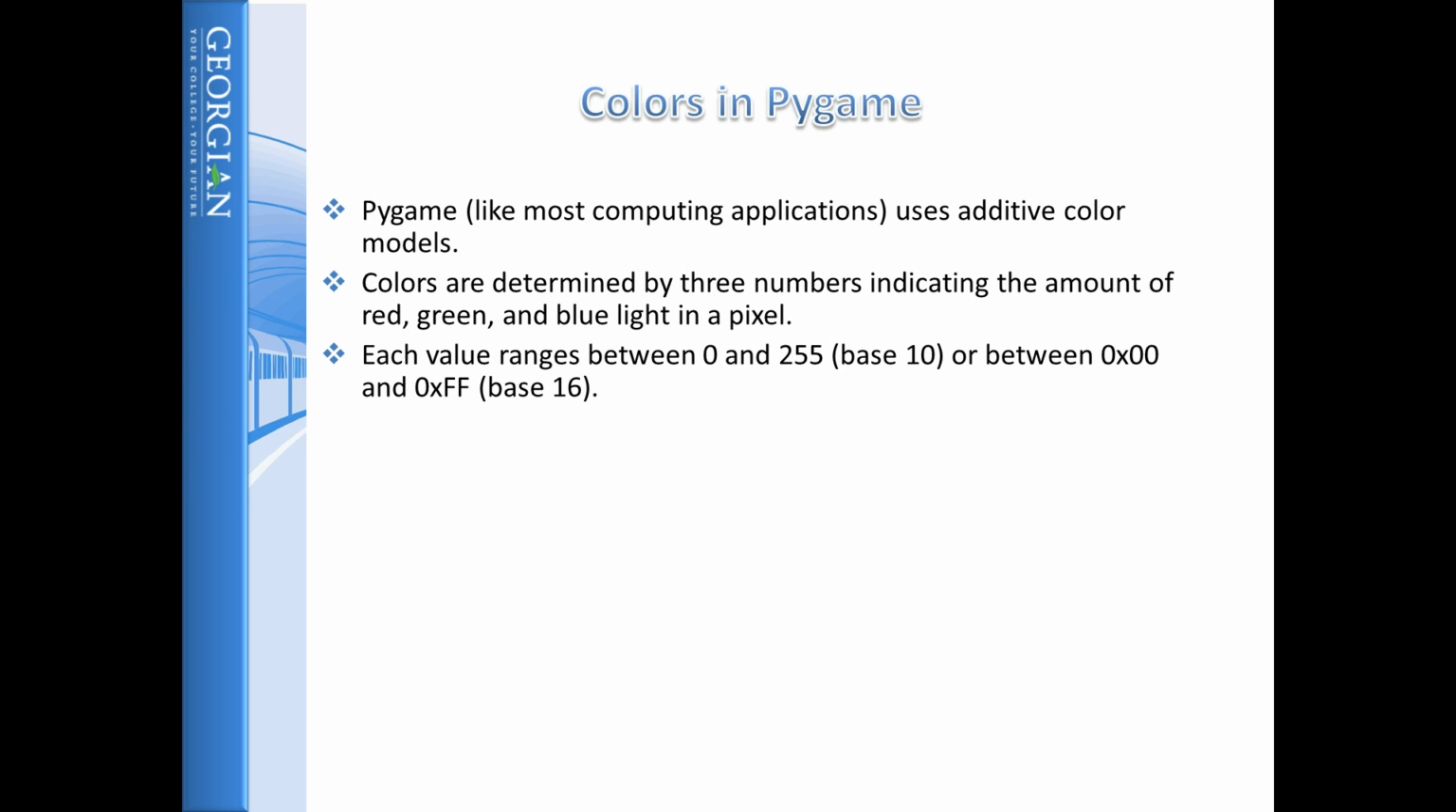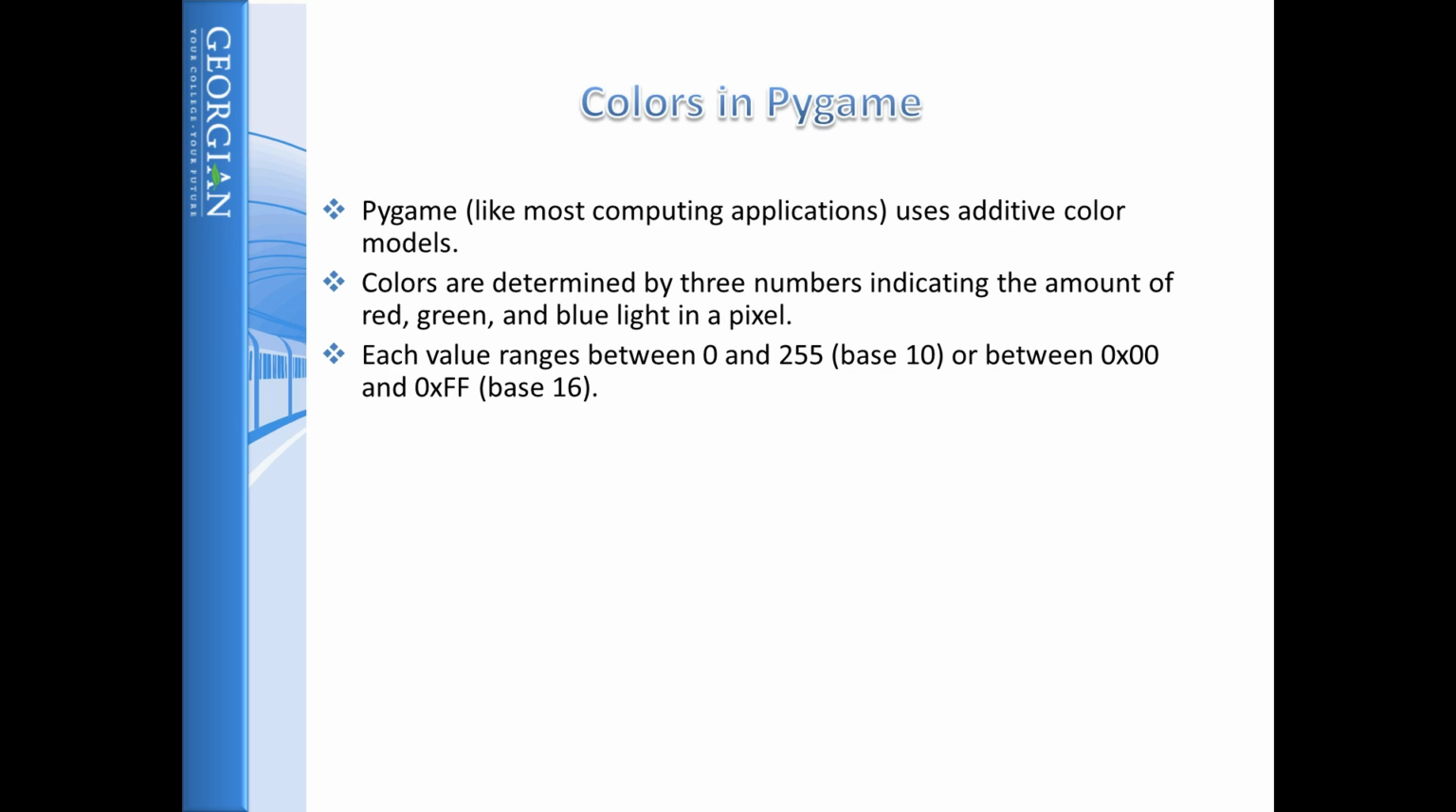So again, we use this additive color model, if you will, when it comes to defining colors. There are actually three different ways we can do it. We have RGB, red, green, and blue. We can use base 10 to define them, 0 to 255 for our red, green, or blue value, or between 0x00 and 0xFF, which is base 16, the hexadecimal way of defining our values for color. So this is a great control.